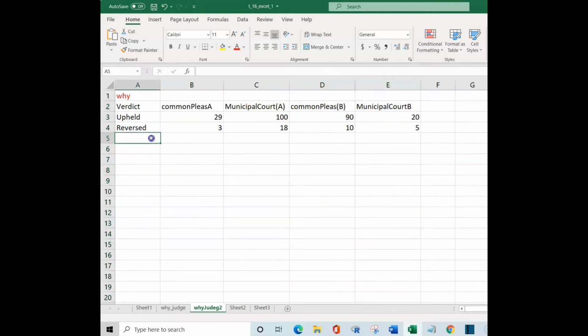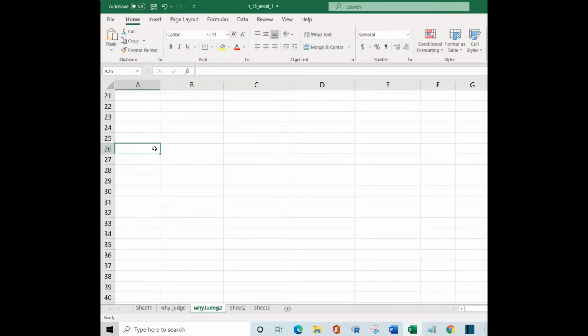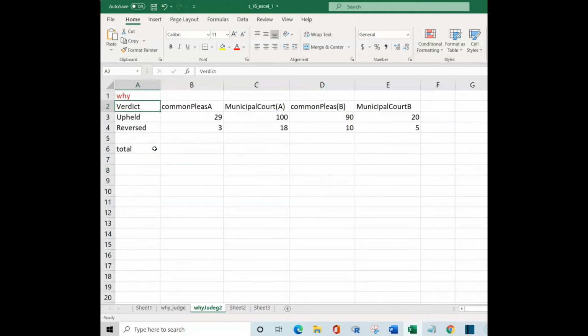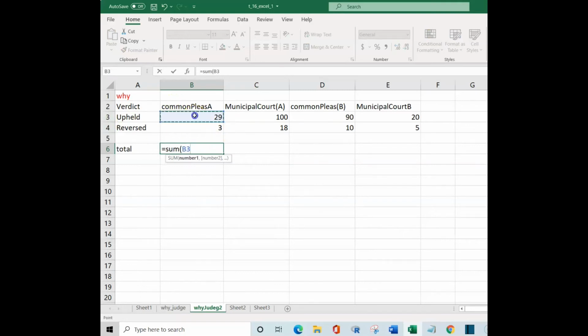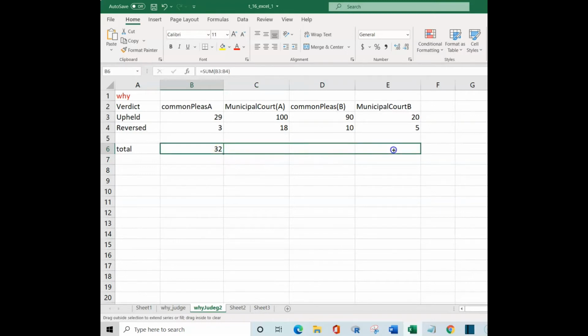Okay, the first step, so let's calculate total. So total is a summation of success and failure. We put them together. So this is total. So we simply copy and paste.